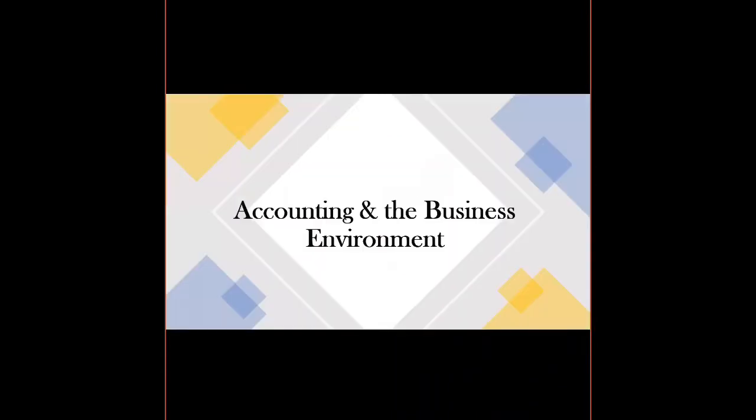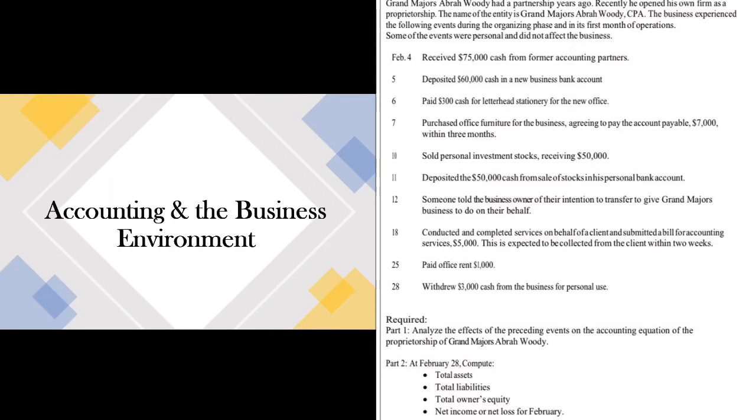So welcome to our first tutorial, and today we'll be focusing on accounting and the business environment. So our question for today is, Grand Majors Abram Moody had a partnership years ago. Recently, he opened his own business or his own firm as a proprietorship. The name of the entity is Grand Majors Abra Woody CPA. The business experienced the following events during the organizing phase and in its first month of operations.